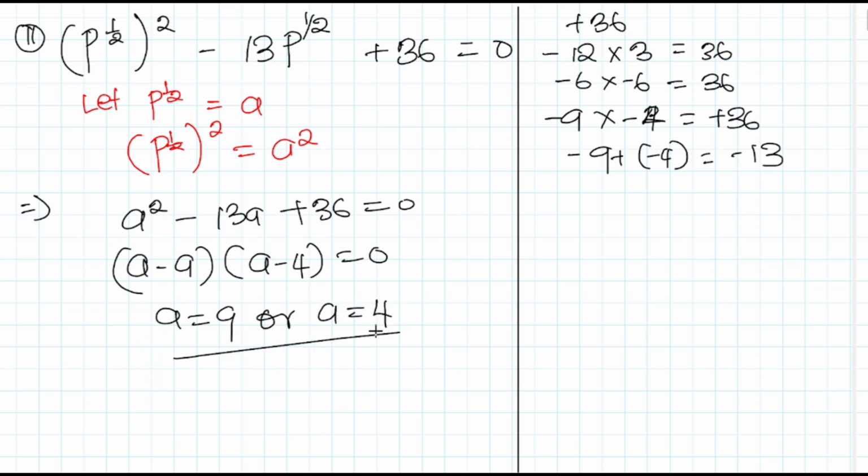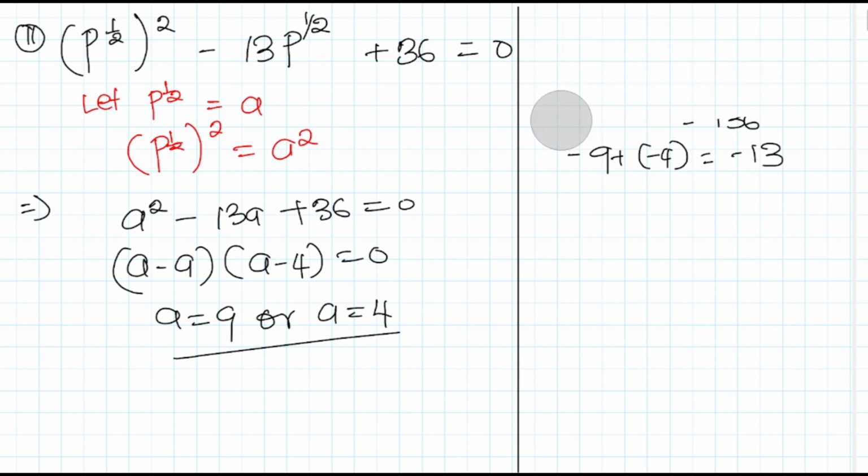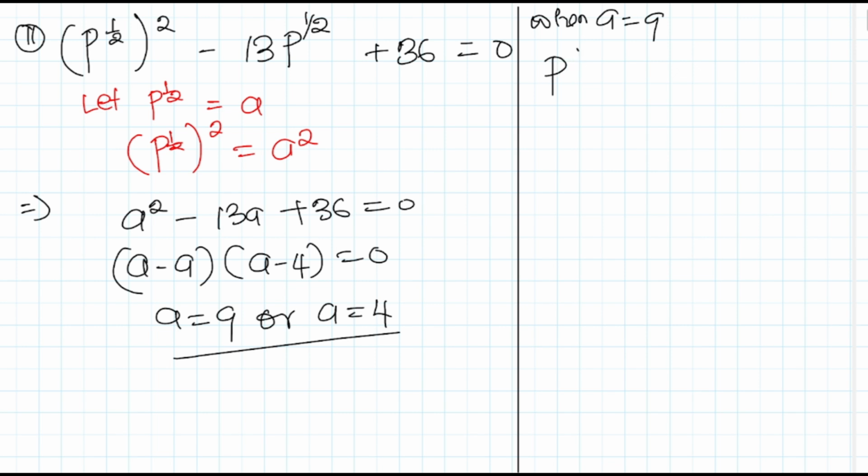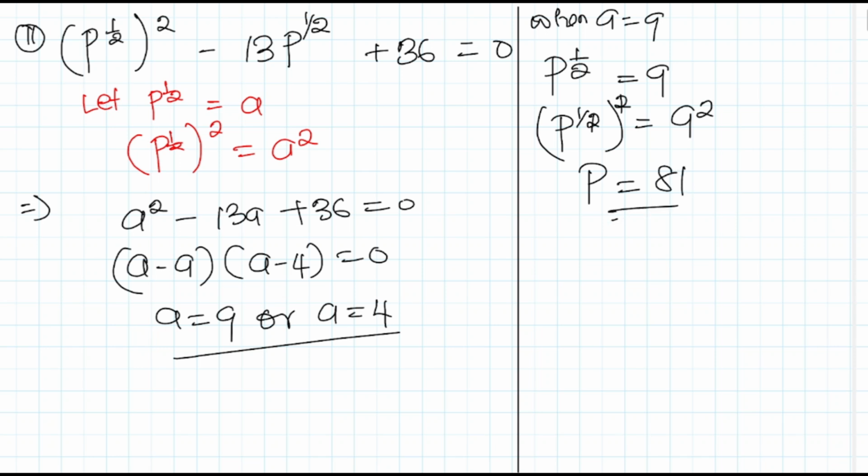So this is what we have, but we need to find the value of p, not a. So we're going to substitute again to find the value of p. When a equals 9, it implies that p raised to power half equals 9. Okay, square both sides. In order to cancel the half, we square both sides. Equals 9 squared. So this cancels this, and then we have p equals 81.